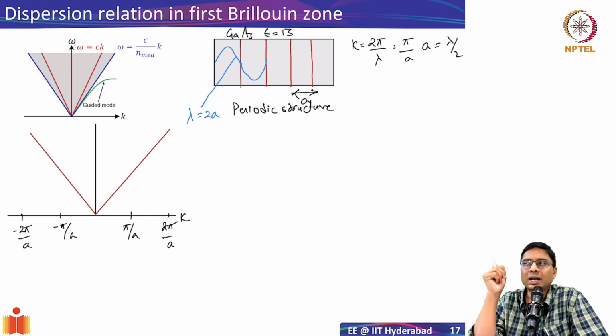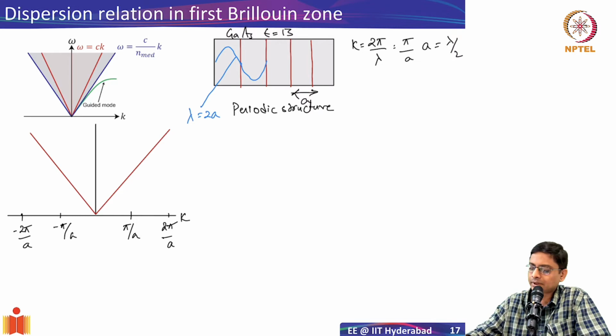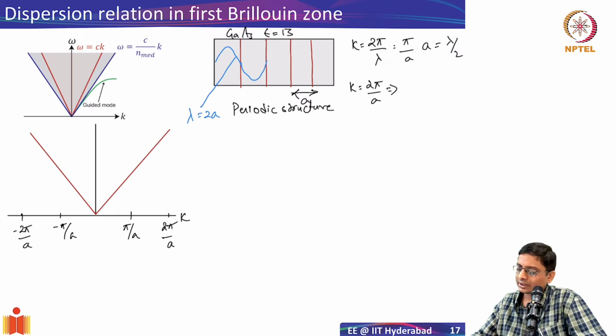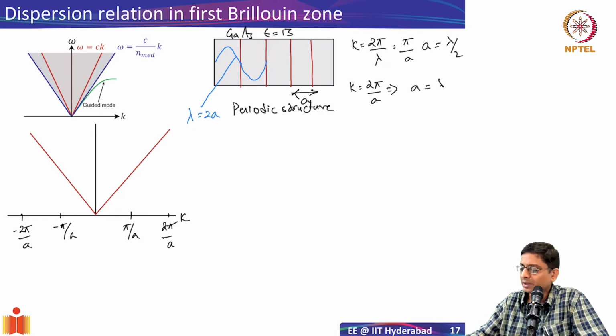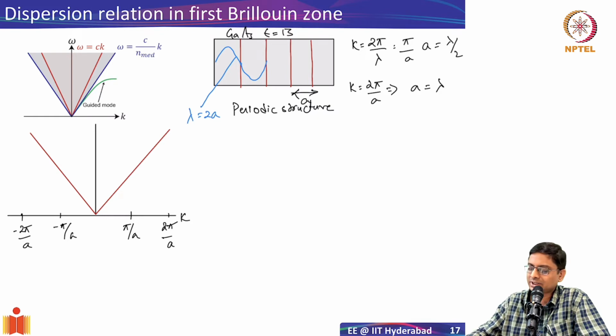Okay. What happens when my k is 2 pi by a? So k is equal to 2 pi by a. That implies, in this case, a is going to turn out to be lambda. So essentially the periodicity is equal to the wavelength. Okay, so such a wave could be something of this form. The whole period is basically confined to one particular unit cell.